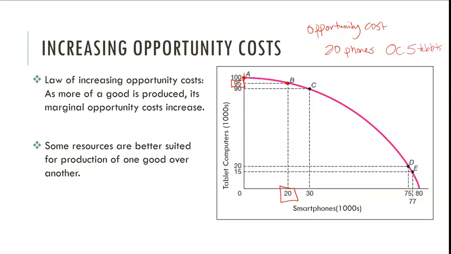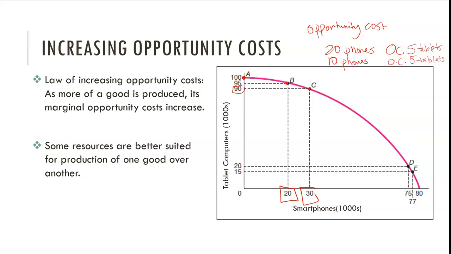Let's say we want to produce more smartphones. We're going to go to point C. This gets us to 30. So now we're going to get 10 more phones from before. And our opportunity cost is that we're going from 95 to 90. So we still have an opportunity cost of 5 tablets.